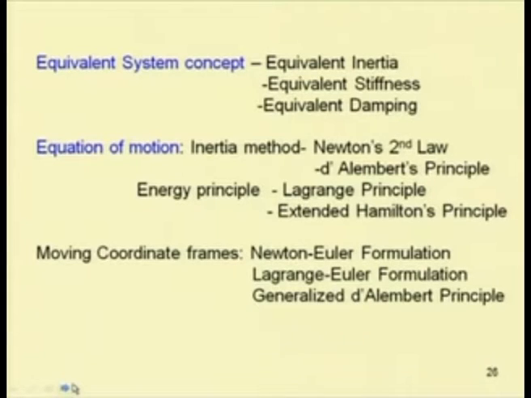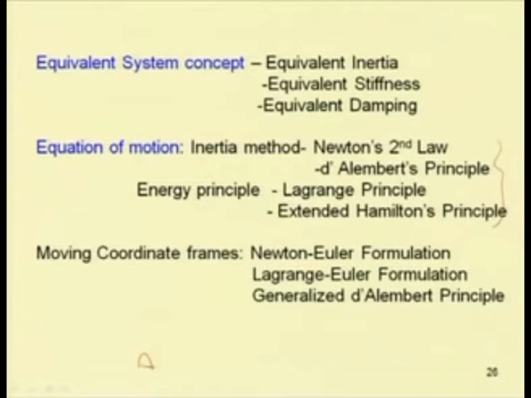Newton's second law or D'Alembert principle we can apply for rigid bodies with a fixed coordinate frame. If we have moving coordinate frames, then we can go for the Newton Euler formulation, Lagrange Euler formulation or generalized D'Alembert principle in this moving coordinate frame. Moving coordinate frame problems will come, for example, in the case of a robotic manipulator.